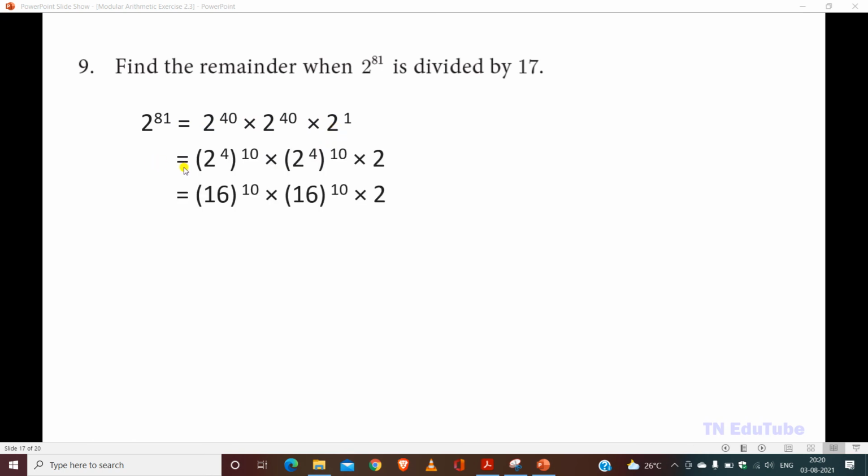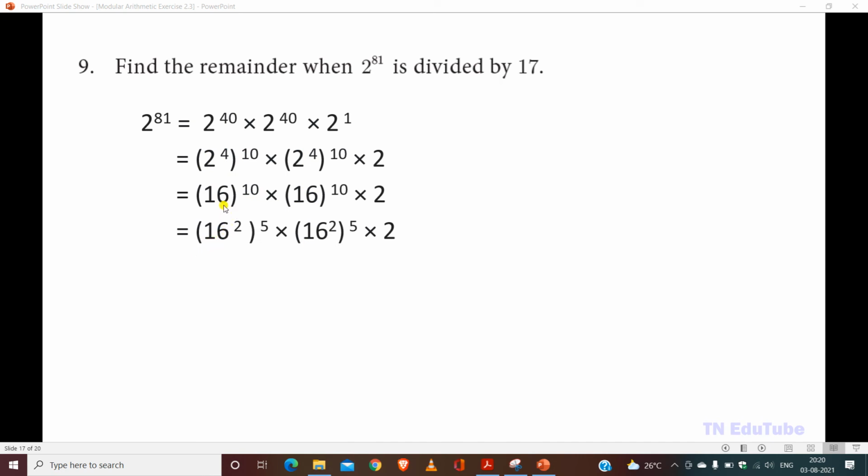Again, this 2 power 40 can be written as 2 power 4 the whole power 10, into 2 power 4 the whole power 10. When you are multiplying, you get 40 only. Then 2 power 4 means 2 into 2 into 2 into 2, that is 16. So you get 16 power 10 into 16 power 10 into 2. Again, this 5 can be split as 5 into 2. So we can write like this.